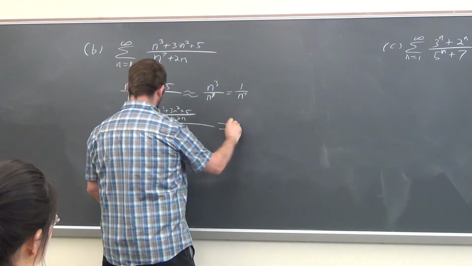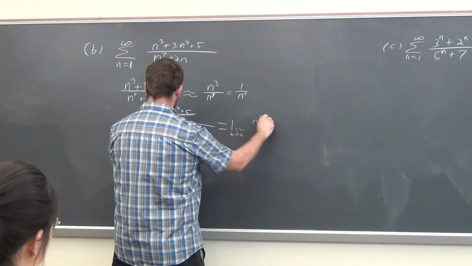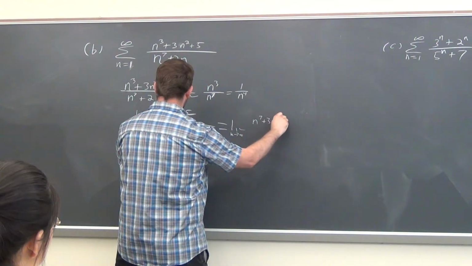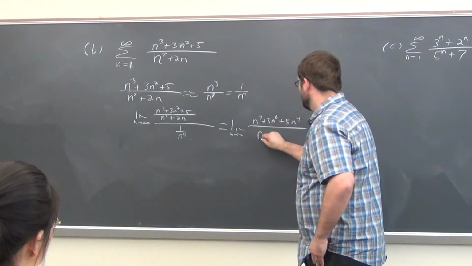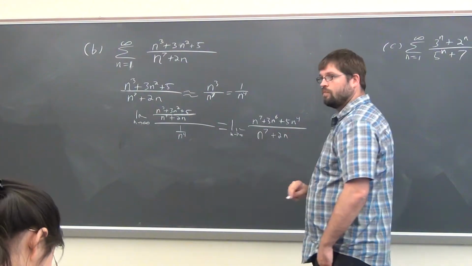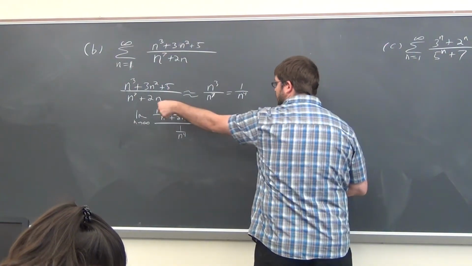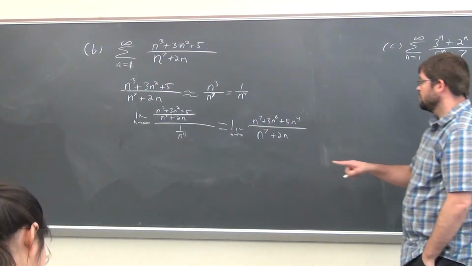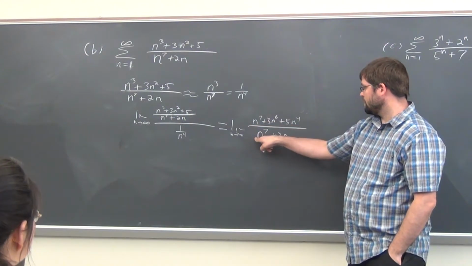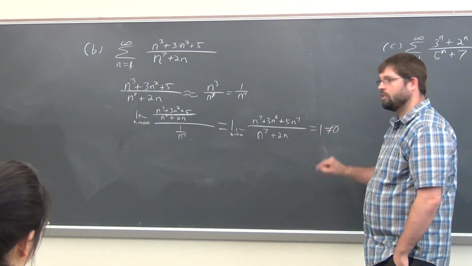And so you should end up with the limit as n goes to infinity of n to the seventh plus 3 n to the sixth plus 5 n to the fourth. Okay? You just multiply by n to the fourth up top. So you just raise all those powers, and now that limit is? Now it's just 1. n to the seventh, n to the seventh, those are the biggest powers. Make sense? Again, not zero.